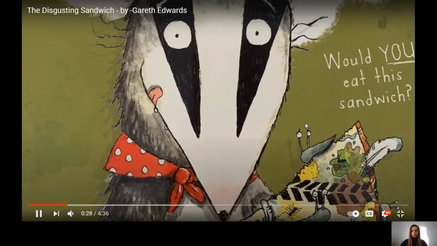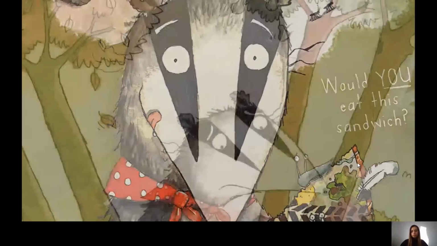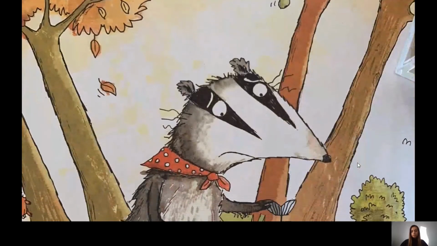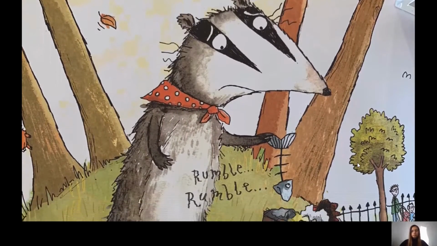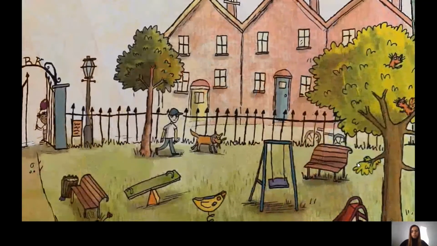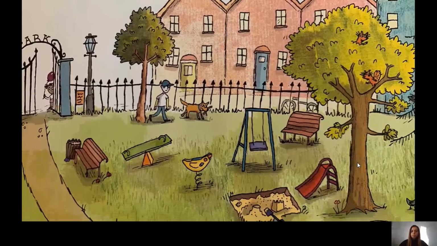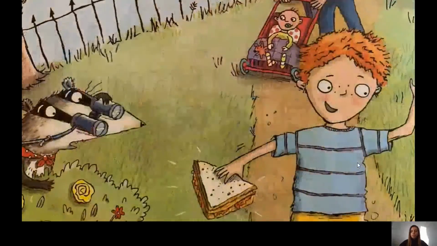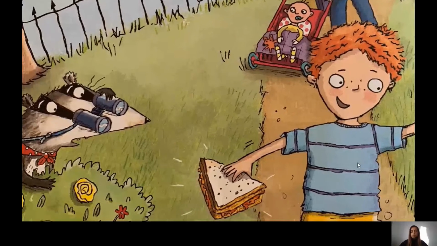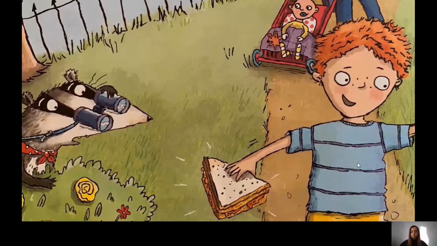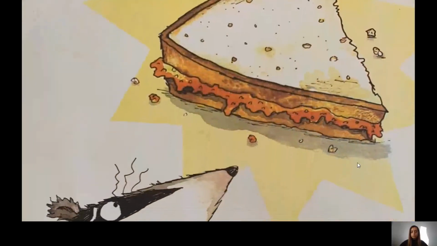The Disgusting Sandwich by Gareth Edwards. In a clump of trees on the edge of a park, there lived a badger. He was a very hungry badger, and his tummy wouldn't stop rumbling. One day, a boy came to the park, and he had a sandwich with him. It was a fresh white bread and peanut butter sandwich. It was a beautiful sandwich.